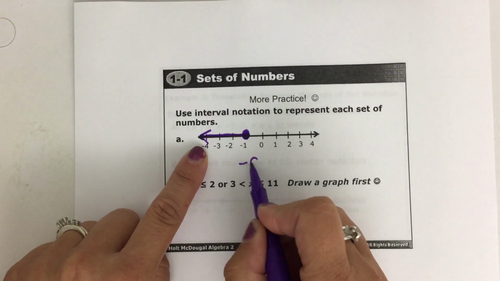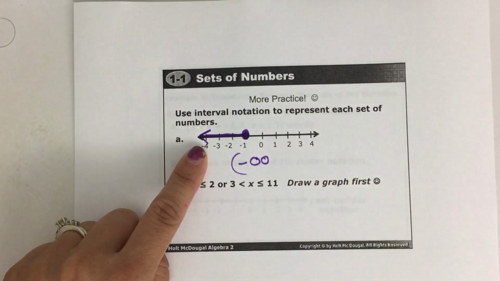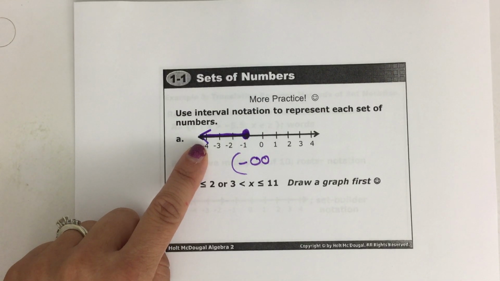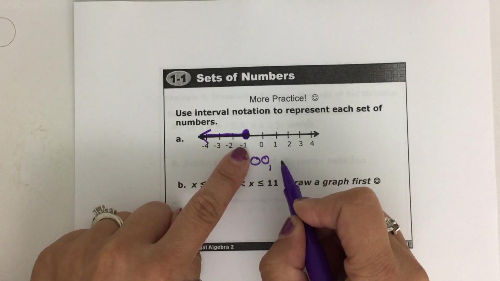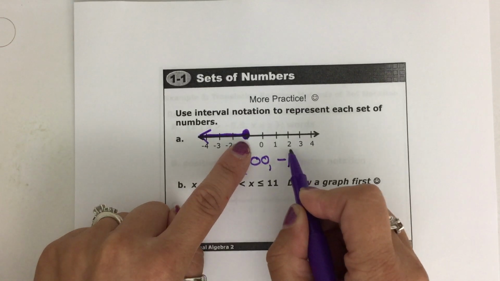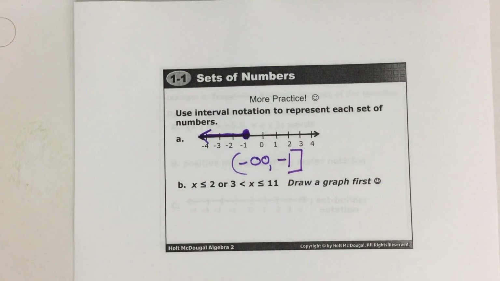So the smallest value is negative infinity. You always start off with the smallest. Arrow to the left is negative infinity. The largest value, the furthest to the right I go, is negative 1. It's filled in, so it's a squared bracket.